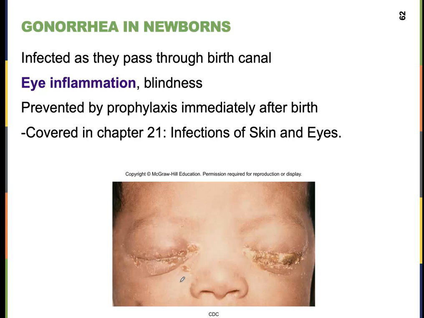In newborns, gonorrhea can be passed to newborns and cause something that we looked at before. So it's a severe form of eye inflammation, and blindness is possible. And again, we covered this in the eyes, but we prevent it with prophylaxis. So if you do have a baby in a hospital, they will always treat the eyes with some antibiotics just in case they don't catch that infection in the birth canal.